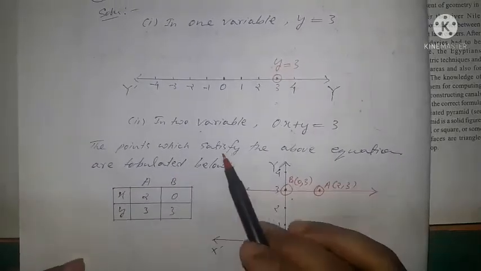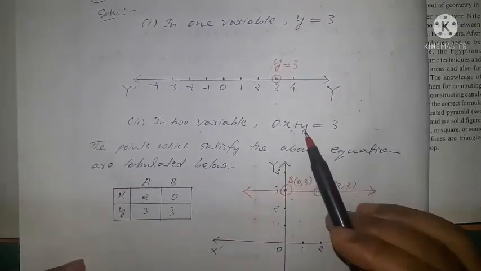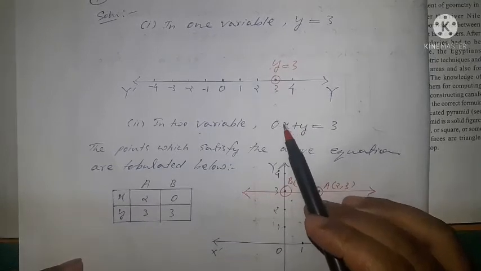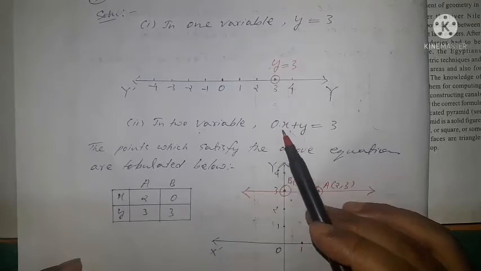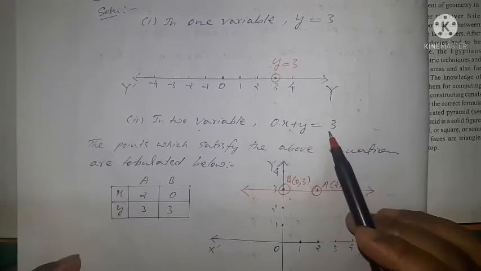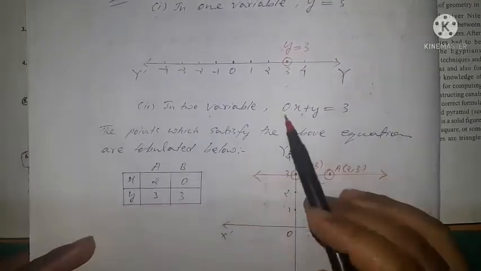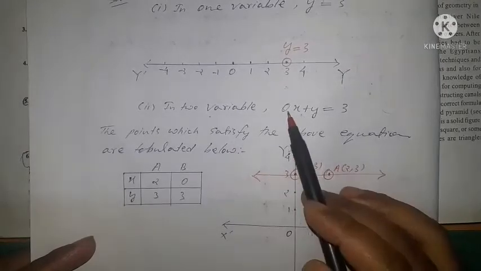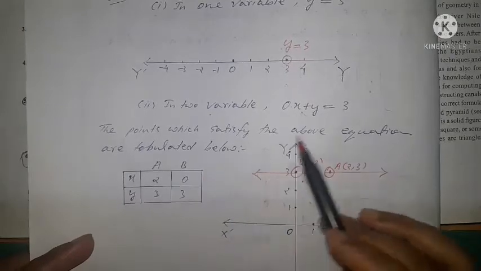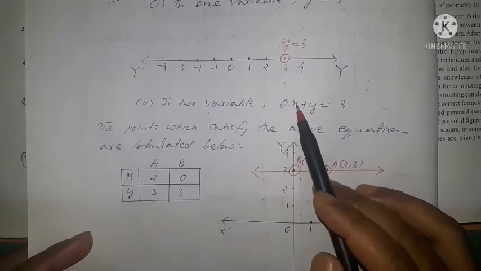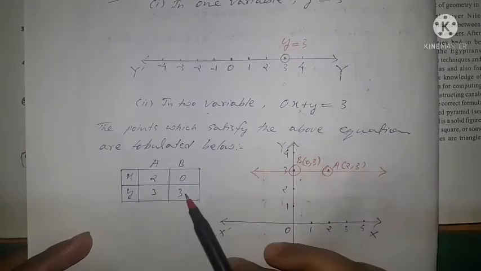The points which satisfy the above equation are tabulated below. Here we can take any value of x and the product will be 0, so the value of y will remain the same, that is 3. First, if we take the value of x as 2, that is 2 into 0, it becomes 0, so the value of y remains 3. If we take the value of x as 0, that is 0 into 0, 0, and the value of y remains the same, that is 3.